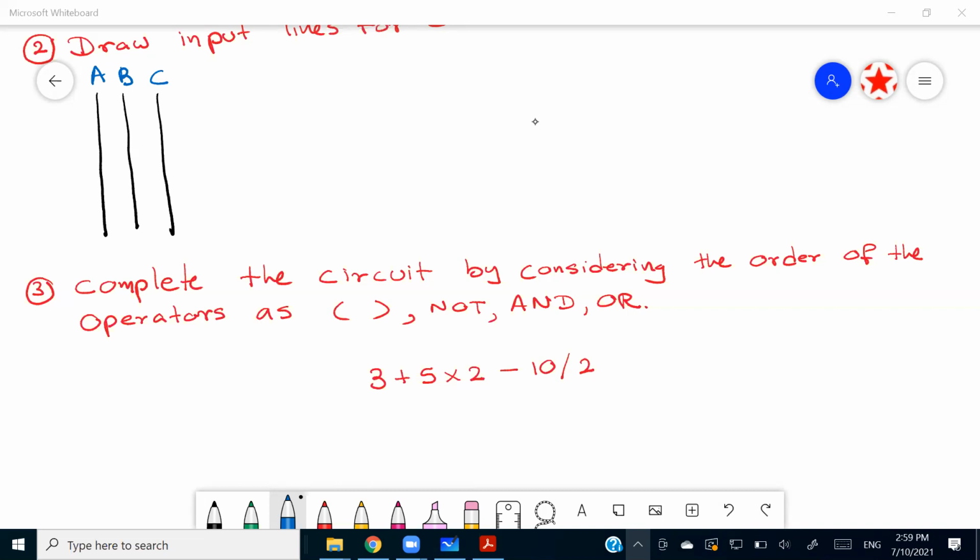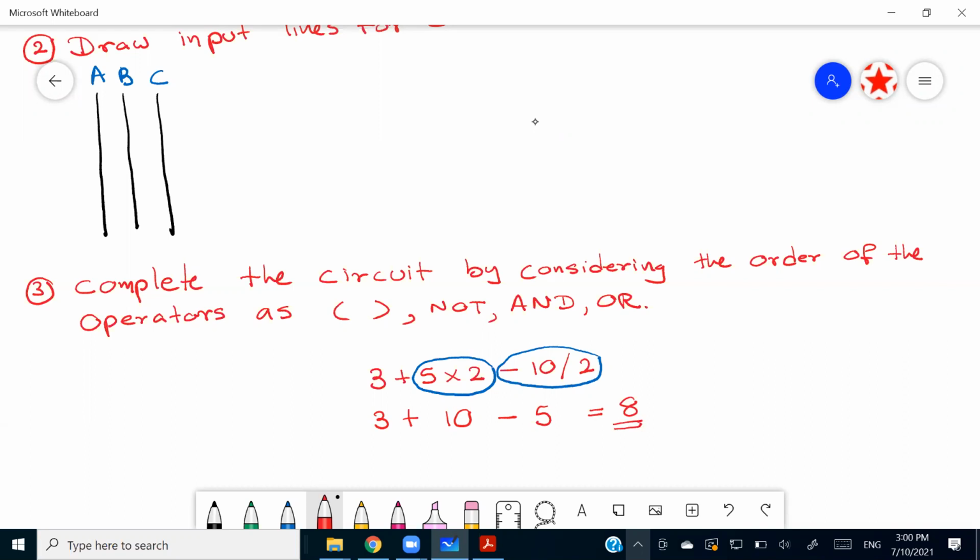Let's see. So according to mathematics, we know we are going to perform this first as well as this, right? Sometimes you are not considering the minus, right? So how it happens? It's going to be 3 plus 10 minus 5. Then you are going to say 3 plus 10 is 13. 13 minus 5 is 8.